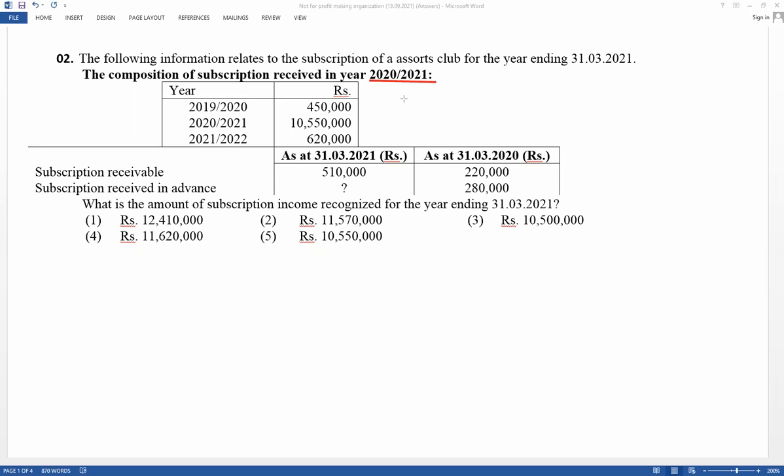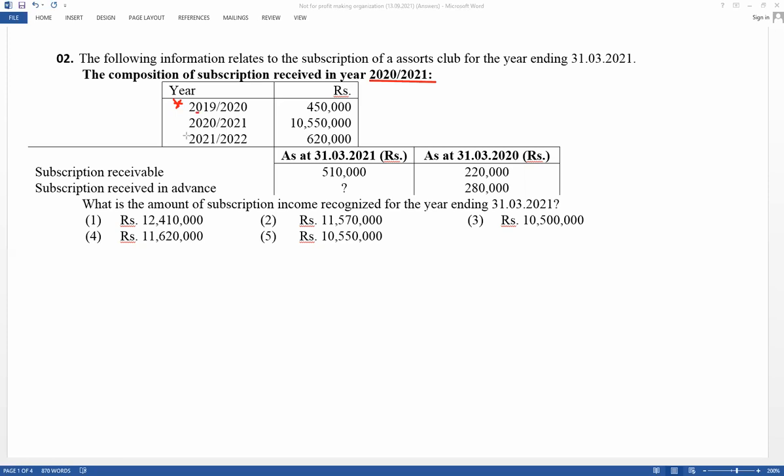Subscription received amount is given. I think it is included subscription received amount for last year. This is last year, and this one is the 20 and 21 period. This is this financial year, our accounting period 20 and 21 period. Beginning of the year 1st April 2020, end of the year 31st March 21.